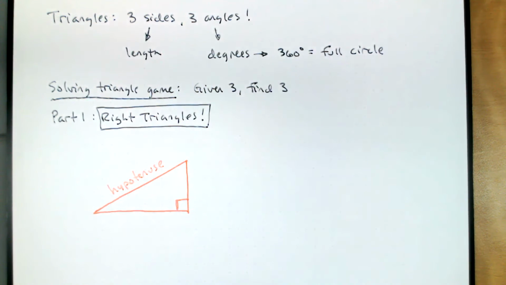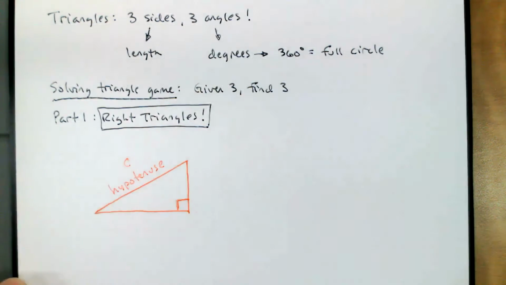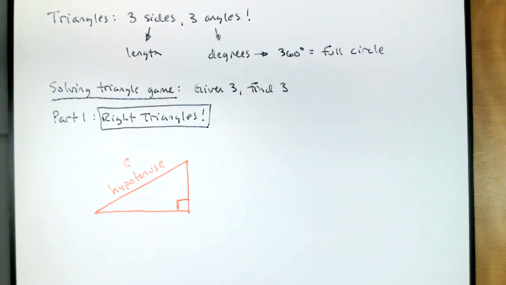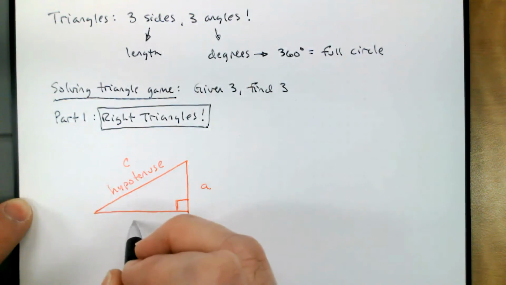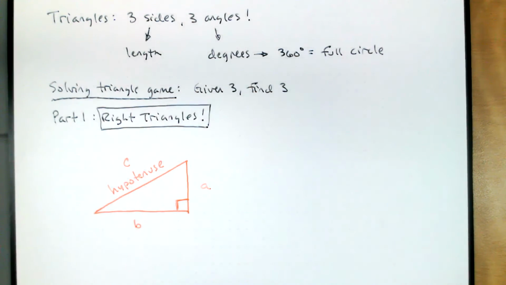We're going to set up some standard letters for our right triangle. The hypotenuse is going to get the letter C. The legs of the right triangle are going to get the letters A and B. Either one can be the vertical leg. Those are interchangeable, but C is the hypotenuse.